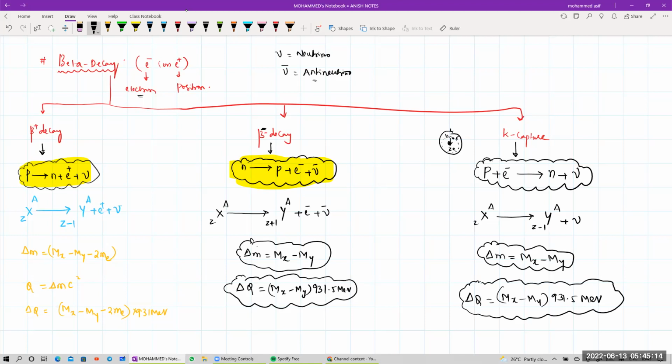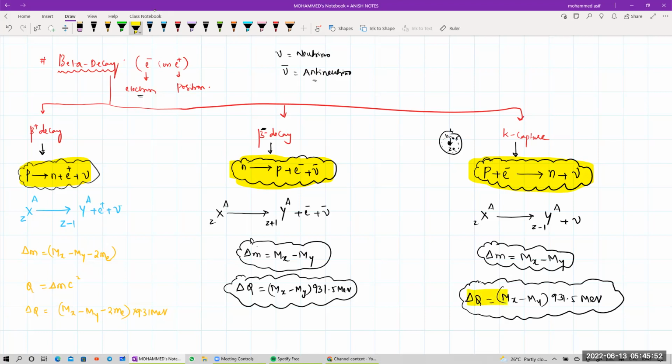Clear? I hope you got clarity on the revision of beta decay. We have three types of beta decay: beta positive decay, beta minus decay, and K capture. In beta plus, the proton is disintegrating to form a neutron with the liberation of a positron and a neutrino. In beta minus decay, the neutron is disintegrating into a proton, an electron and an anti-neutrino. Whereas in K capture, the nucleus is eating the electron which is present in the K shell. That process of eating its own electron is called K capture. In K capture, the proton reacts with the electron to form a neutron and a neutrino.